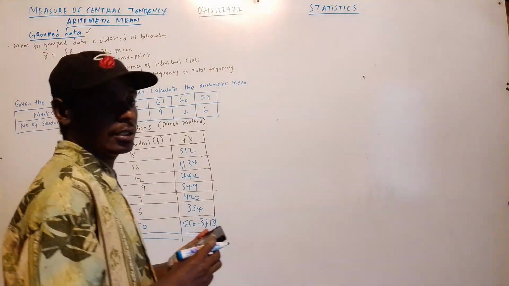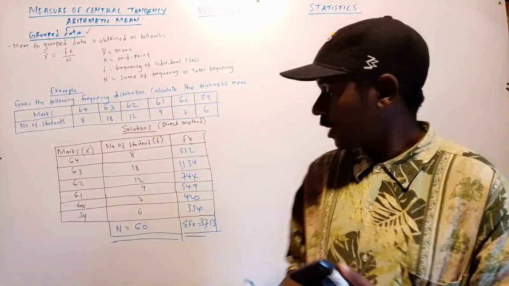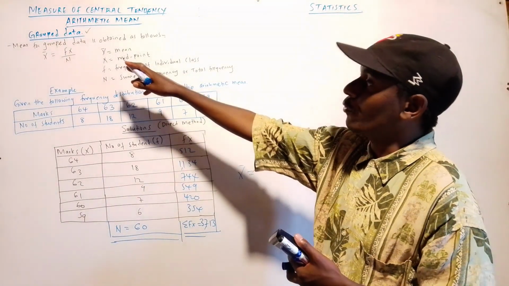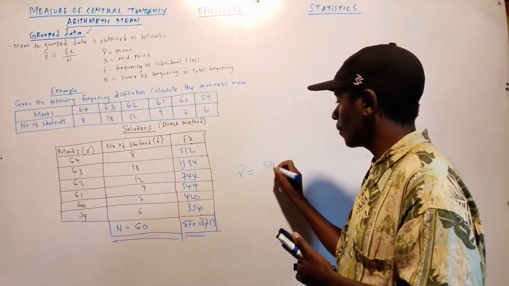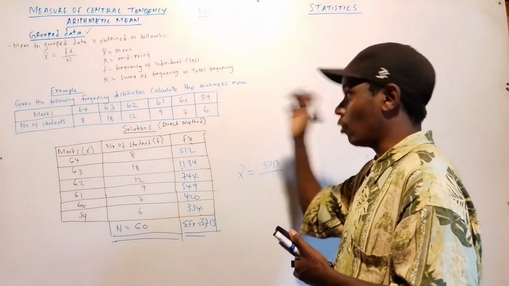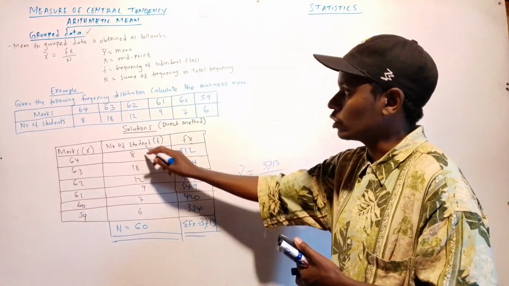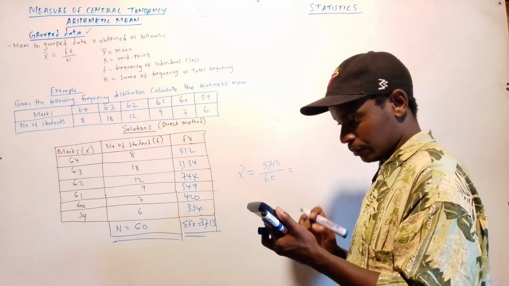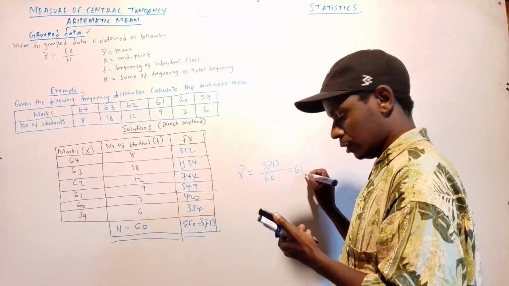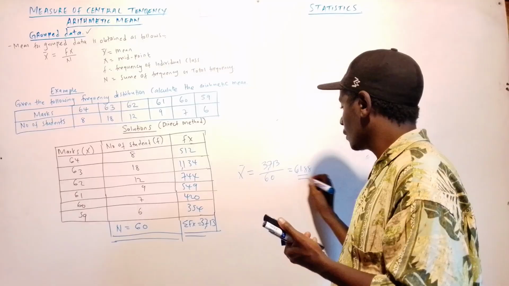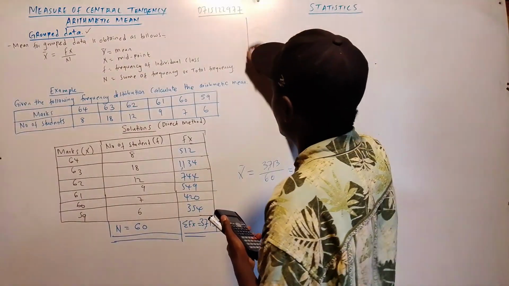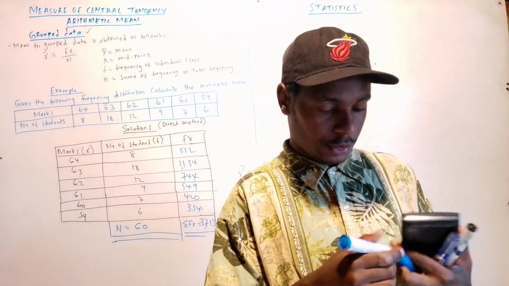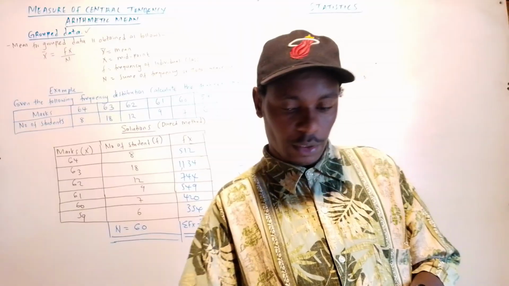Now, for us to get our mean, it is equal to the summation of fx divided by n. Our n is the summation of the frequency, 60. So dividing the summation of fx by 60, I get 61.88. That one is correct.